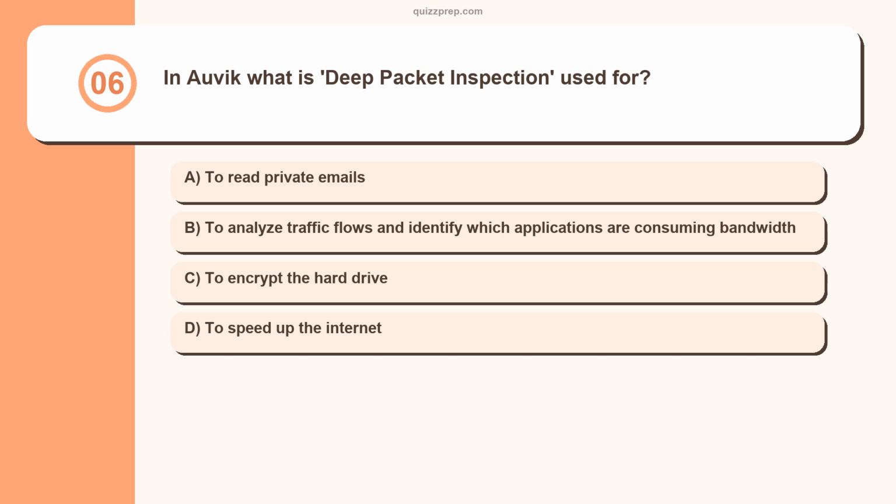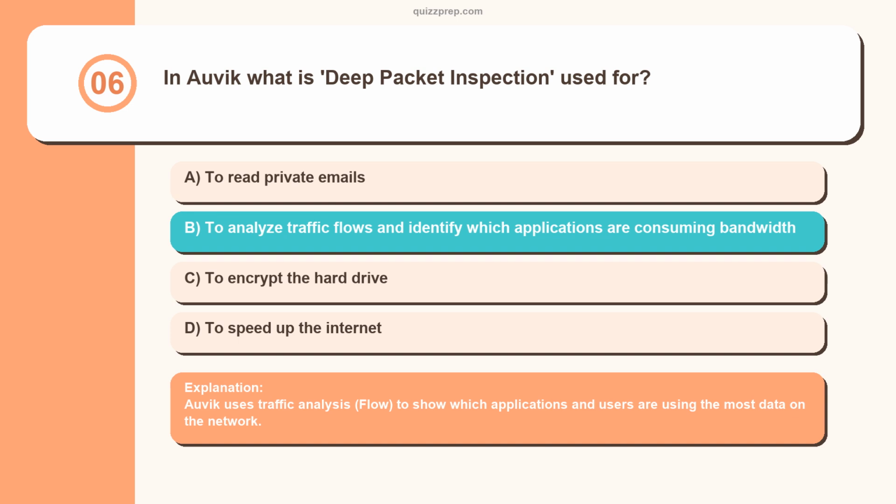Question 6. In Auvik, what is deep packet inspection used for? To read private emails, to analyze traffic flows and identify which applications are consuming bandwidth, to encrypt the hard drive, to speed up the internet. Auvik uses traffic analysis, flow, to show which applications and users are using the most data on the network.